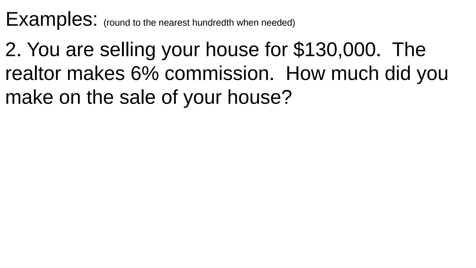Let's try example 2. You're selling your house for $130,000. The realtor makes 6% commission. That's the amount that you're going to pay the realtor for all their work that they're doing to sell your house. How much did you make on the sale of your house? So out of that $130,000, you've got to pay the realtor, and what's left over is yours.